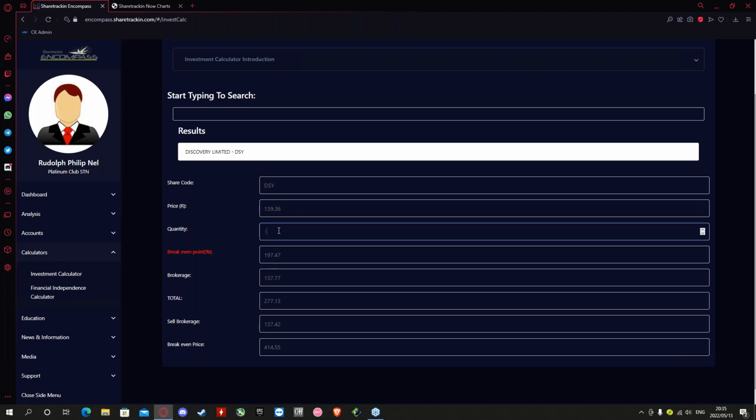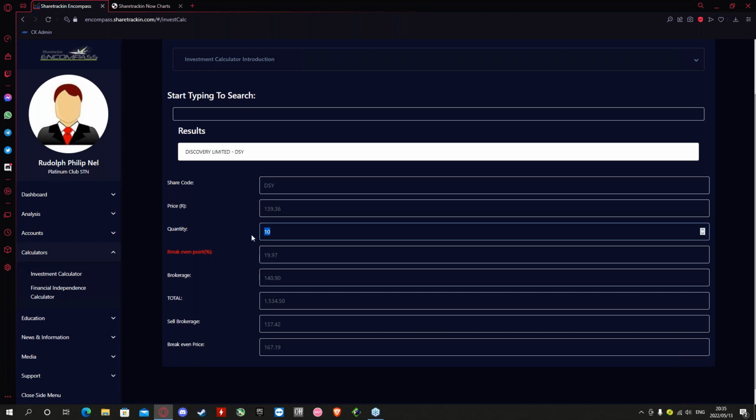Okay. So what do I need to do to get that break-even point percentage lower? I need to buy more shares, right? So I put in an extra 0. Now it's 19%. Now the share only needs to grow 19% before I start seeing profit, but it's still too high. You want that to be below 4%.